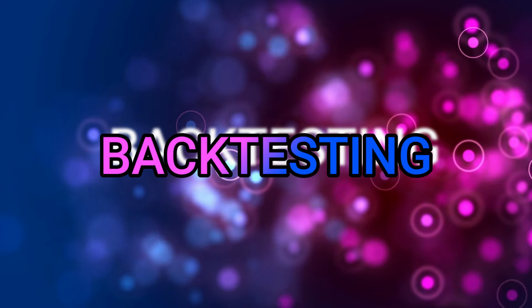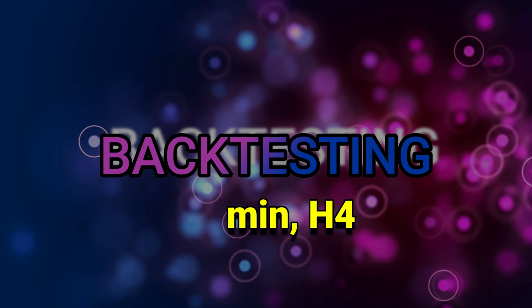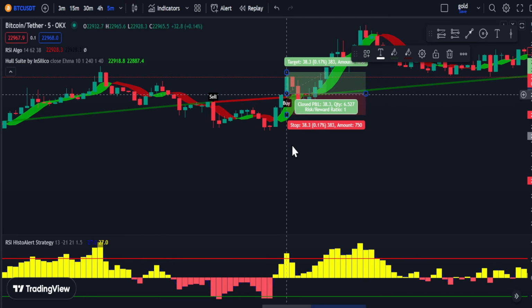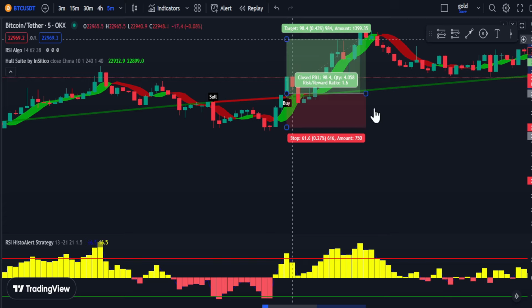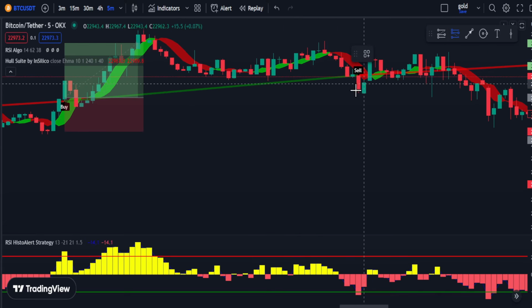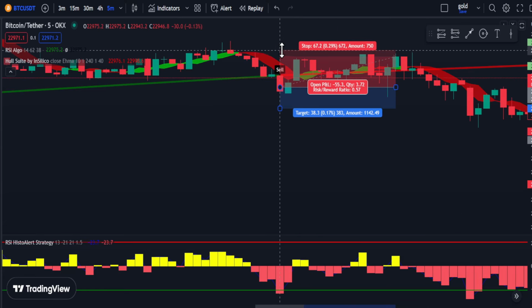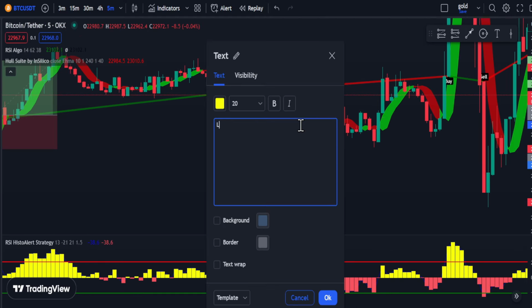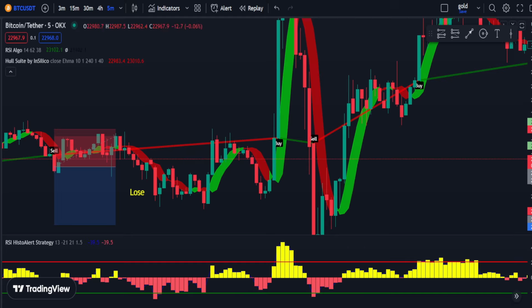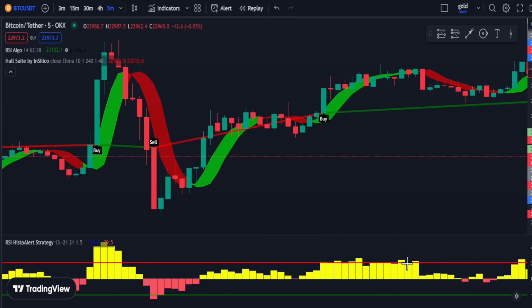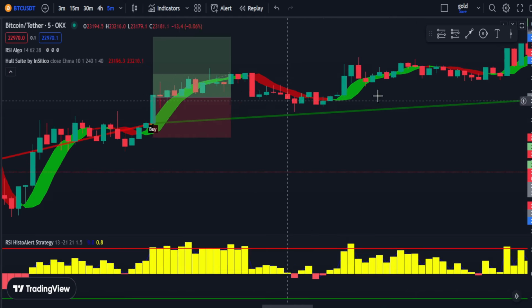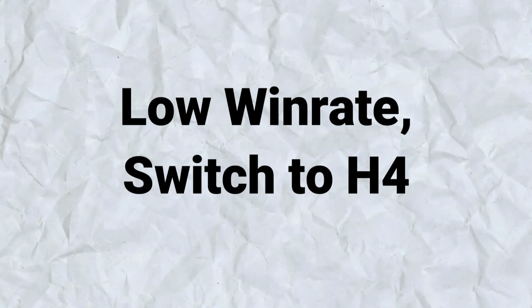Now, let's practice the strategy on 5-minute then switch to 4-hour. I know it will be a bit boring, but stick with me until the end. The win rate is 78%. Since the win rate is so low, that's why we need to use 4-hour.